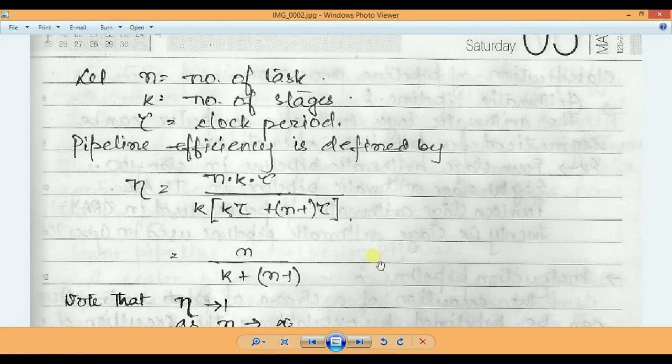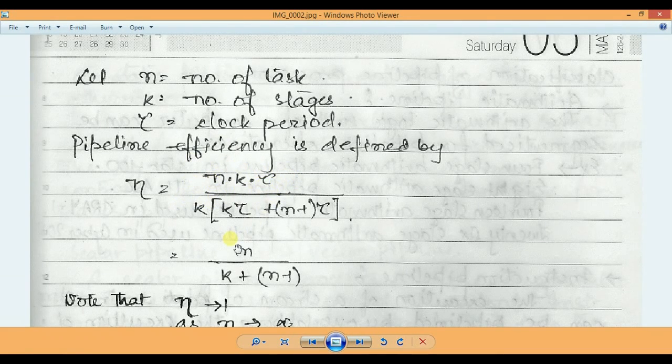Okay, so what is tau? Tau is the clock period. n into k is the number of clock periods, right? And tau is the numerical value of it. Suppose there are 5 clock periods and one clock period is 100 nanoseconds, so 5 clock periods means 500 nanoseconds. So total time in a non-pipeline architecture is n into k into tau.